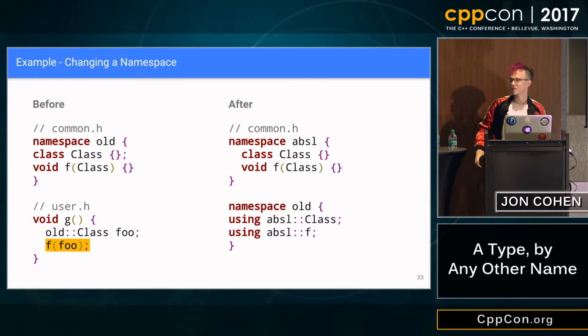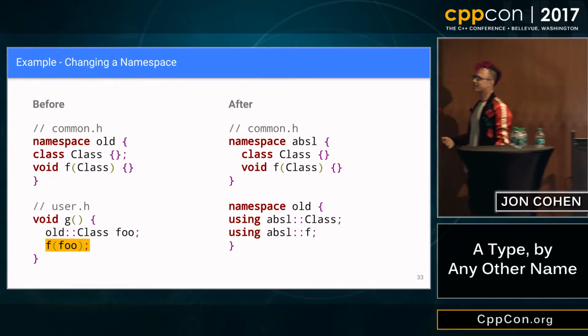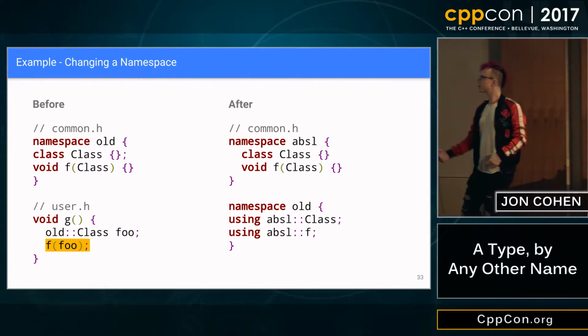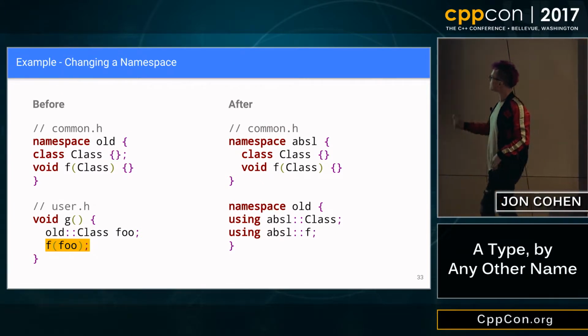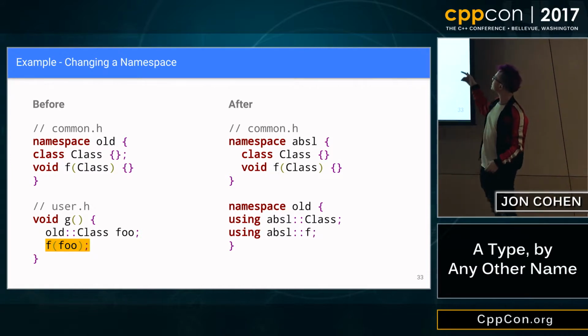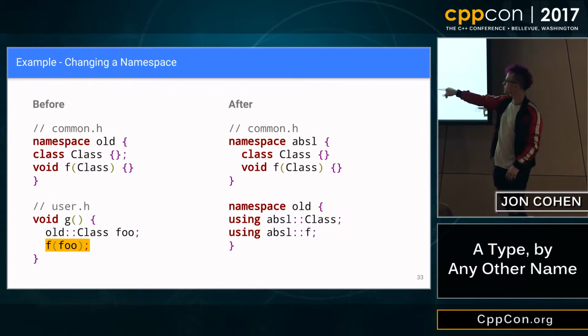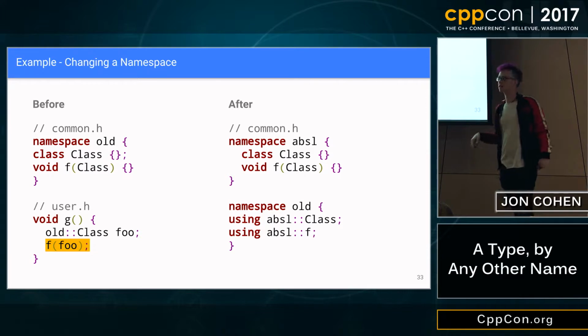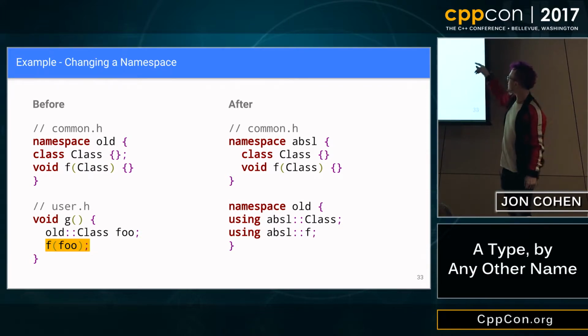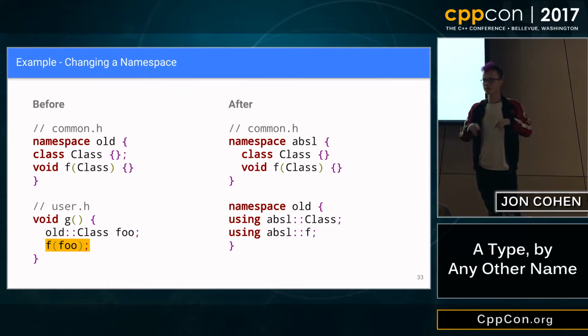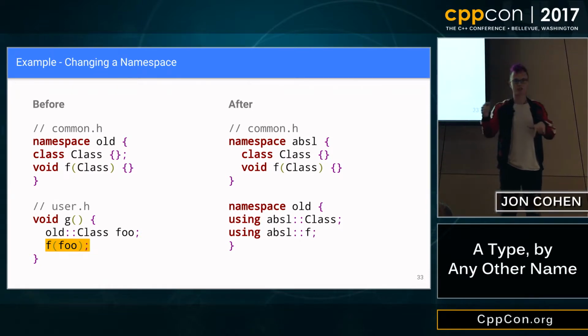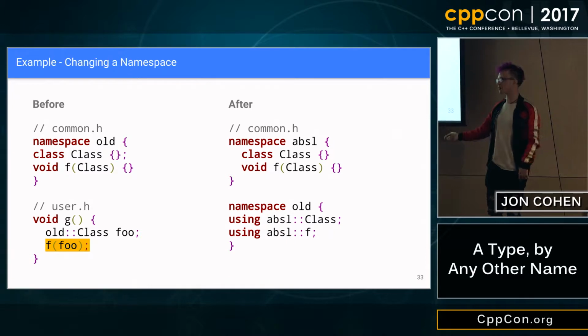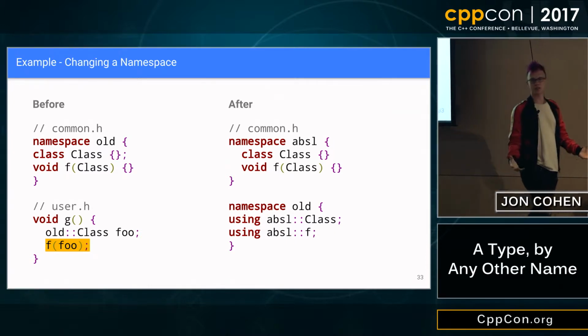Aliases, if you remember, are not in the type system. An alias is not a type. It's another name for a type. So the associated namespace of class and f is still absl, even though it's declared as old::class in our function. And we've also moved f into namespace absl. So in this instance, both the type and the function are in the type's associated namespace. The compiler finds the function via ADL. It calls it, everything's fantastic.